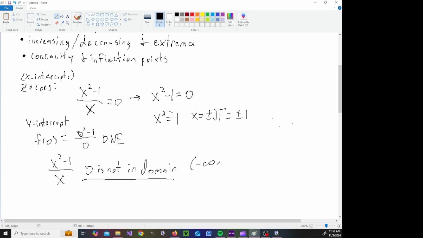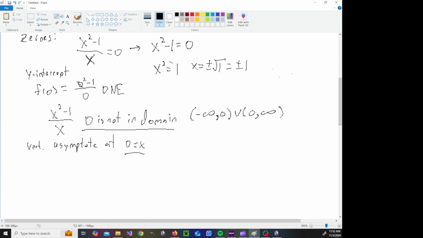So really my domain would look like negative infinity to 0, union 0 to positive infinity, if we wrote it that way. But really this means we have a vertical asymptote at 0 for the x value, right? A vertical asymptote does mean, right, it's the x equals 0 piece. Well, we want to know where we go up or down, so we actually want to take the left and right side limits, left and right hand limits of this function.